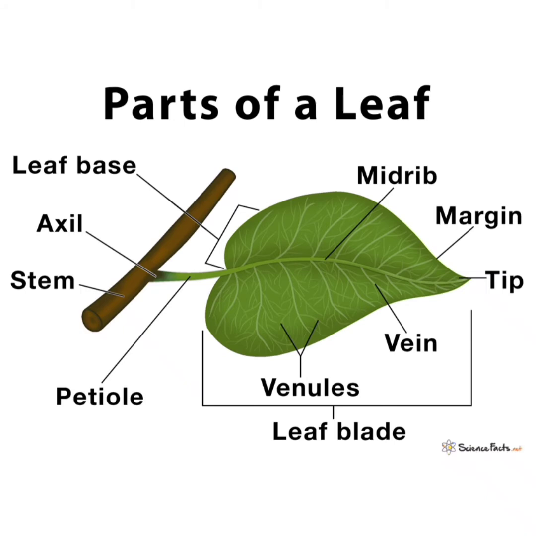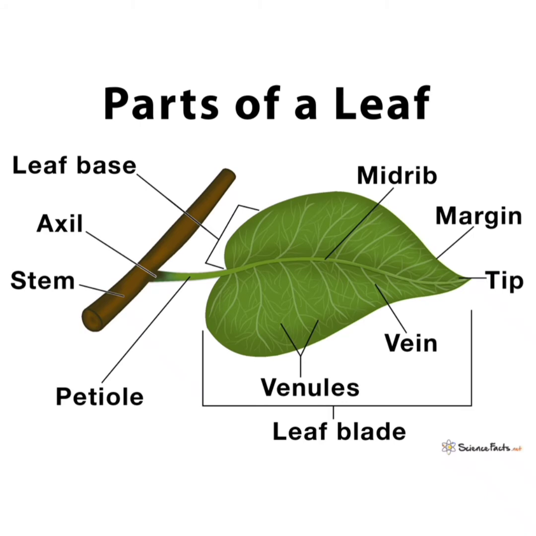The petiole helps to attach the leaf to the stem. The midrib gives structure along with the veins to the leaf. The veins and midrib not only give structure, they also conduct water and food materials to the leaf and from the leaf to other parts.